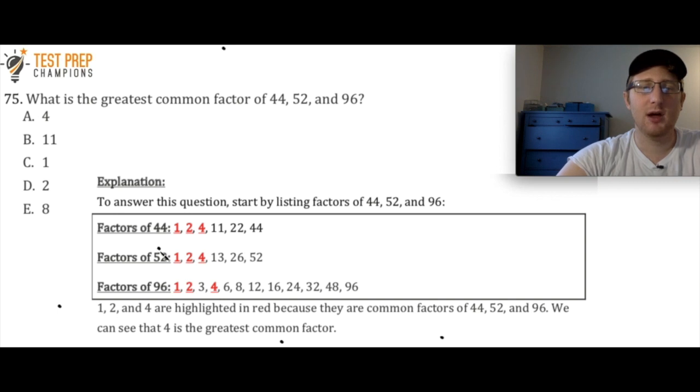So for example, factors of 44, 52, and 96. We see 1, 2, and 4 appear on each list, and 4 is the greatest number out of all the numbers that appear on each list. In other words, out of all the common factors, 4 is the greatest common factor. All right, so A is the correct answer here.